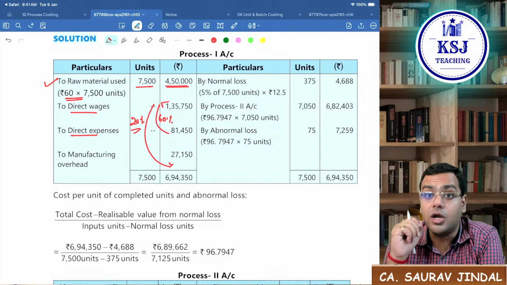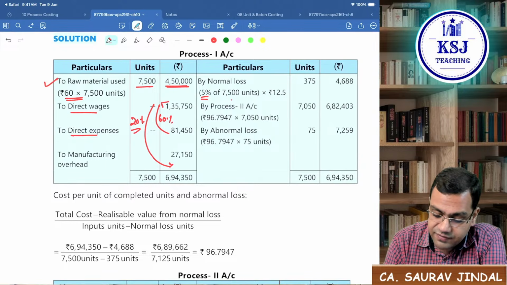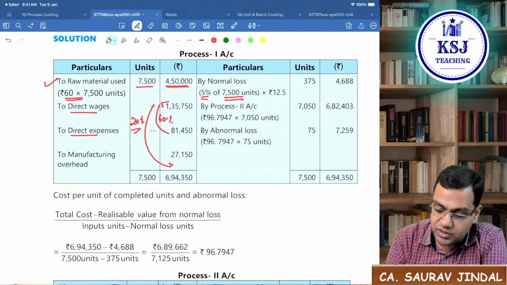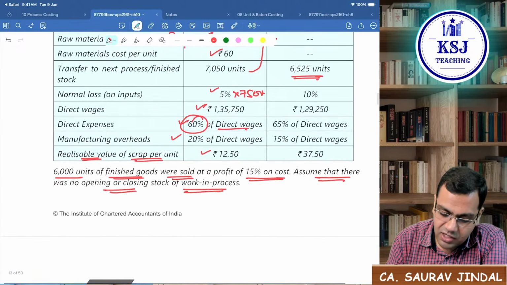Then you have a normal loss. What is normal loss? Normal loss is given as 5% of input, 5% of 7500. So 375 units. And is there any scrap value given? Yes, sir. Scrap value of 12.5.